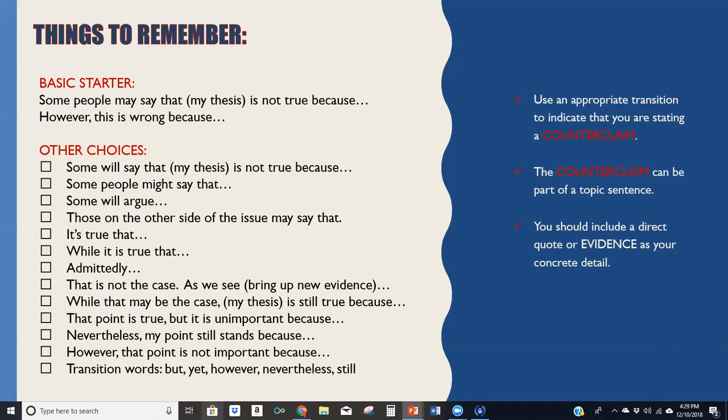But some will say that blank is not true because, some people might say that, some will argue. Those on the other side of the issue may say that it's true that. There's all of these different things. Admittedly, I do this. So those are the different examples. And again, at the very end of the PowerPoint, there is a link for a document that allows you to have a list of these available.